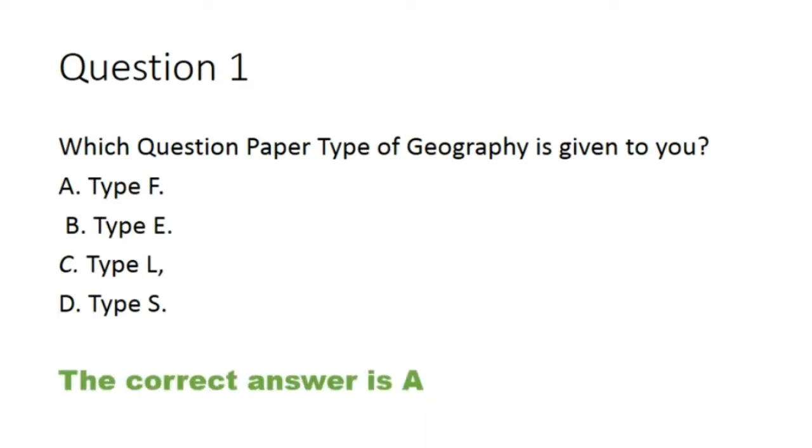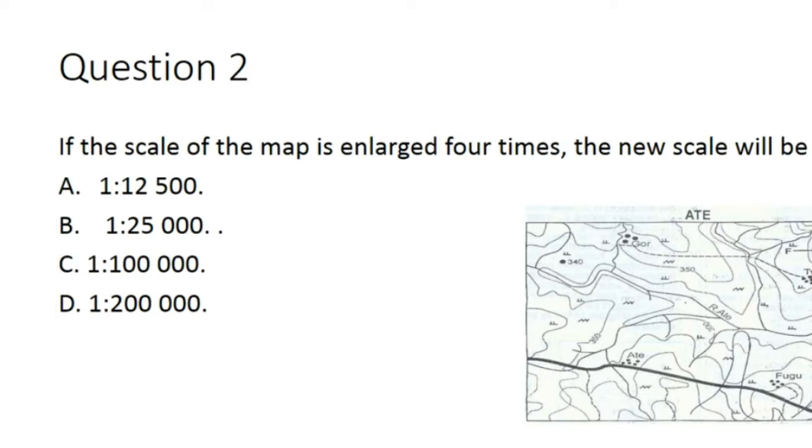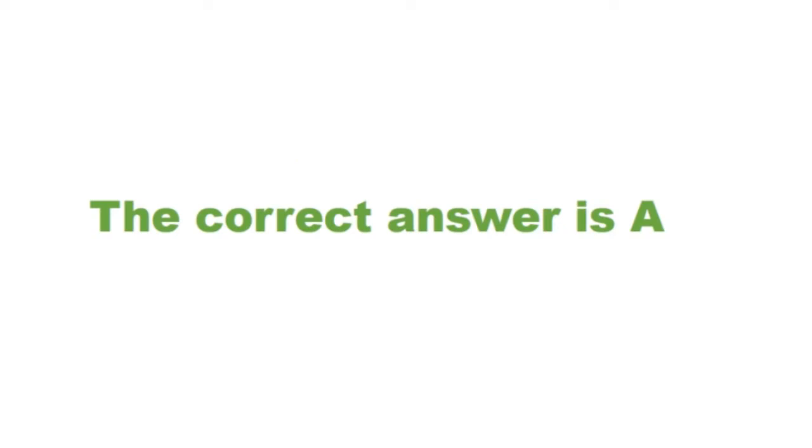Question 2. If the scale of the map is enlarged 4 times, the new scale will be A. 1 is to 12,500. B. 1 is to 25,000. C. 1 is to 100,000. D. 1 is to 200,000. The correct option is option A. 1 is to 12,500.